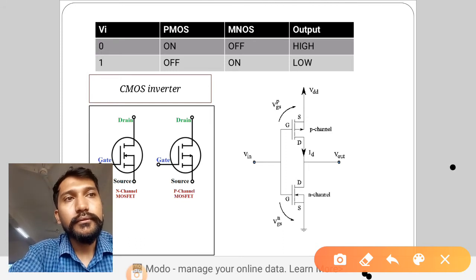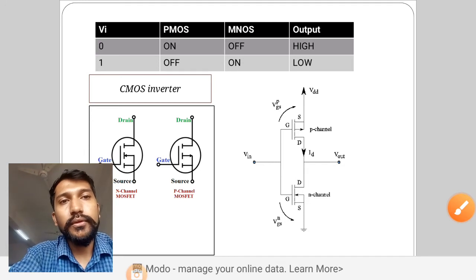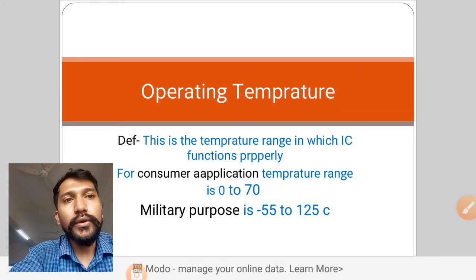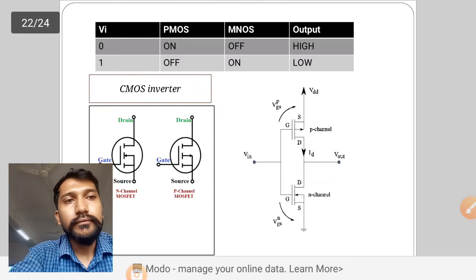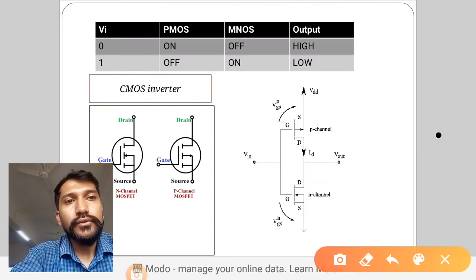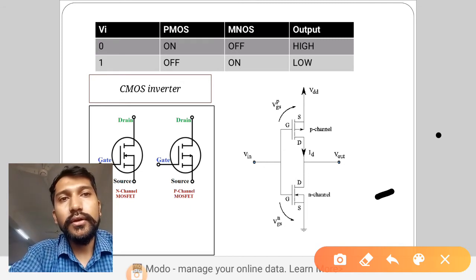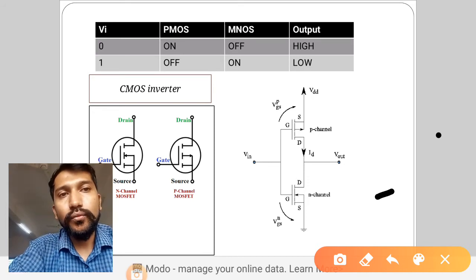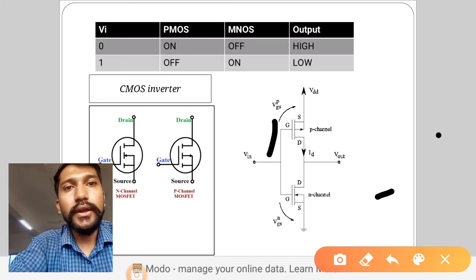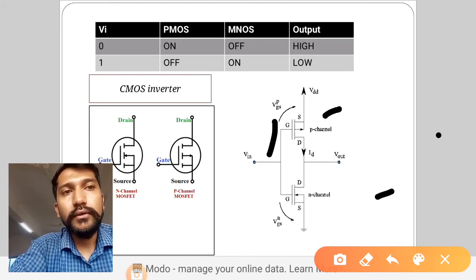Fine. Now let us see what that is. This is my input. I will be getting input over here. So what is the second condition? In the second condition I will be getting 1 here. Fine. When I give 1 here, at that time this device will become off.